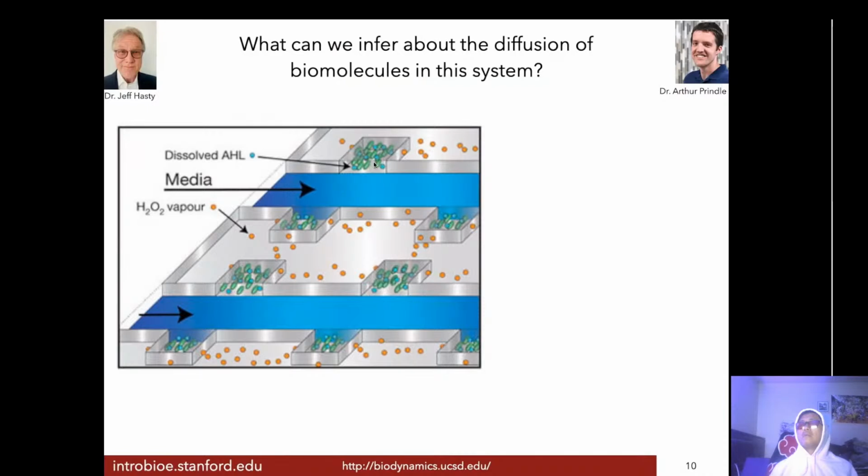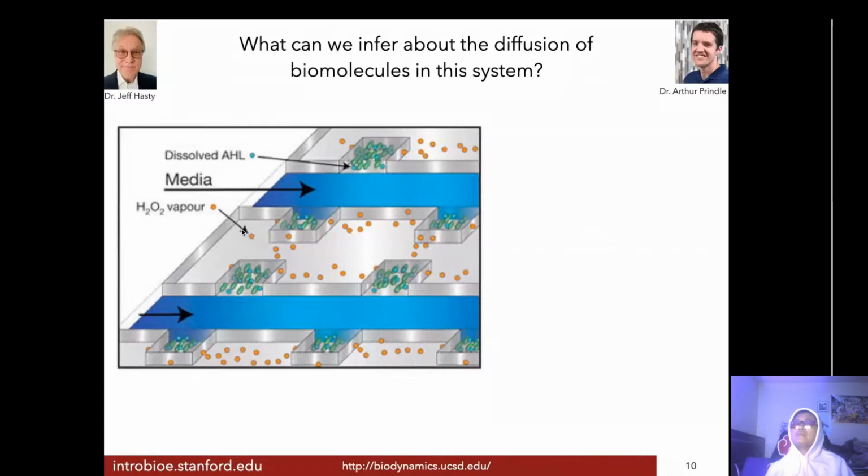And there's all these different pixels all over the place in this regular grid, each with their own cells. And then they're showing us that there's a blue molecule or cyan-colored molecule, dissolved AHL, and that's the diffusing molecule within the individual pixel that's coordinating the behavior of the cells in that pixel.